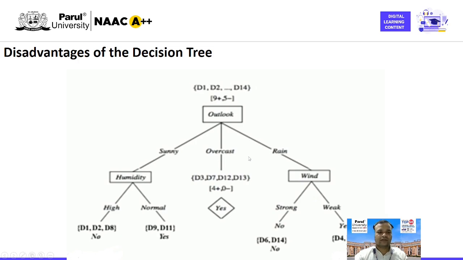Okay, so that's the way to understand how a decision tree works. I hope all of you understand this thing, the decision tree method. Okay.